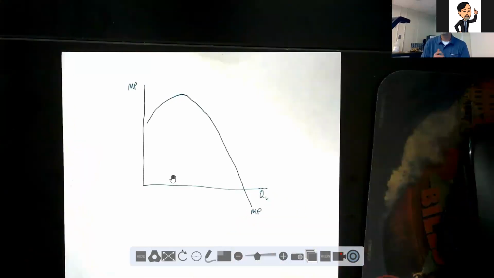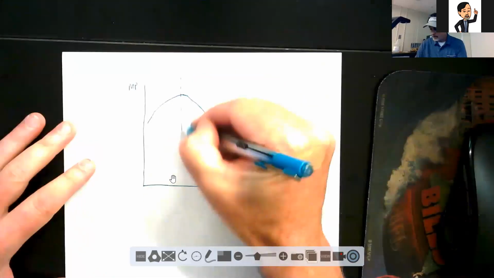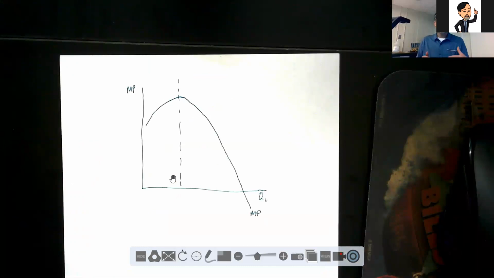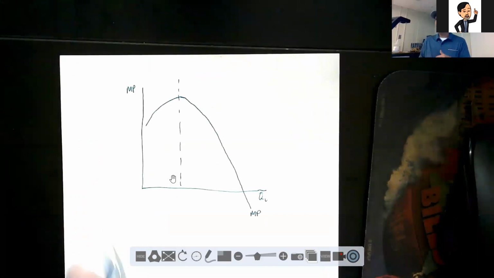Okay, so what we know is that long run and short run have some analogies to them. The terminology is different, but the ideas are the same.